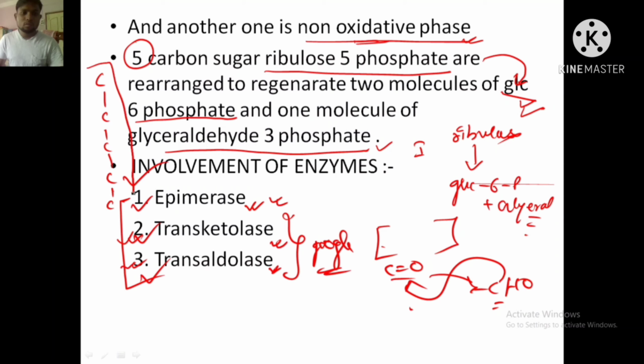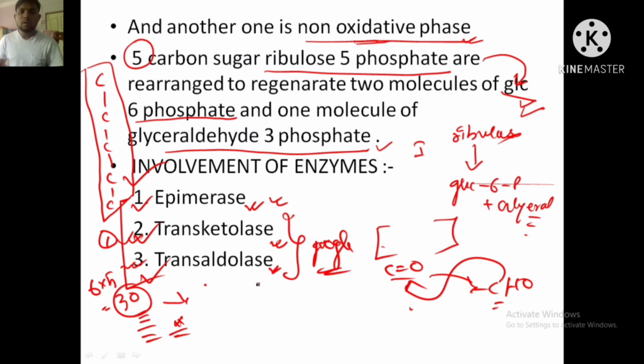So don't think that only one ribulose 5-phosphate will rearrange their carbons. There will be total 6. Total 30 carbons will rearrange their carbons and they will give rise to glyceraldehyde 3-phosphate and glucose 6-phosphate. So don't bother about the numbers. Okay, just keep in mind that 6 ribulose 5-phosphate will rearrange their carbons. Just remember how ribulose 5-phosphate will give rise to glucose 6-phosphate and glyceraldehyde 3-phosphate. That is the main aim of non-oxidative phase.